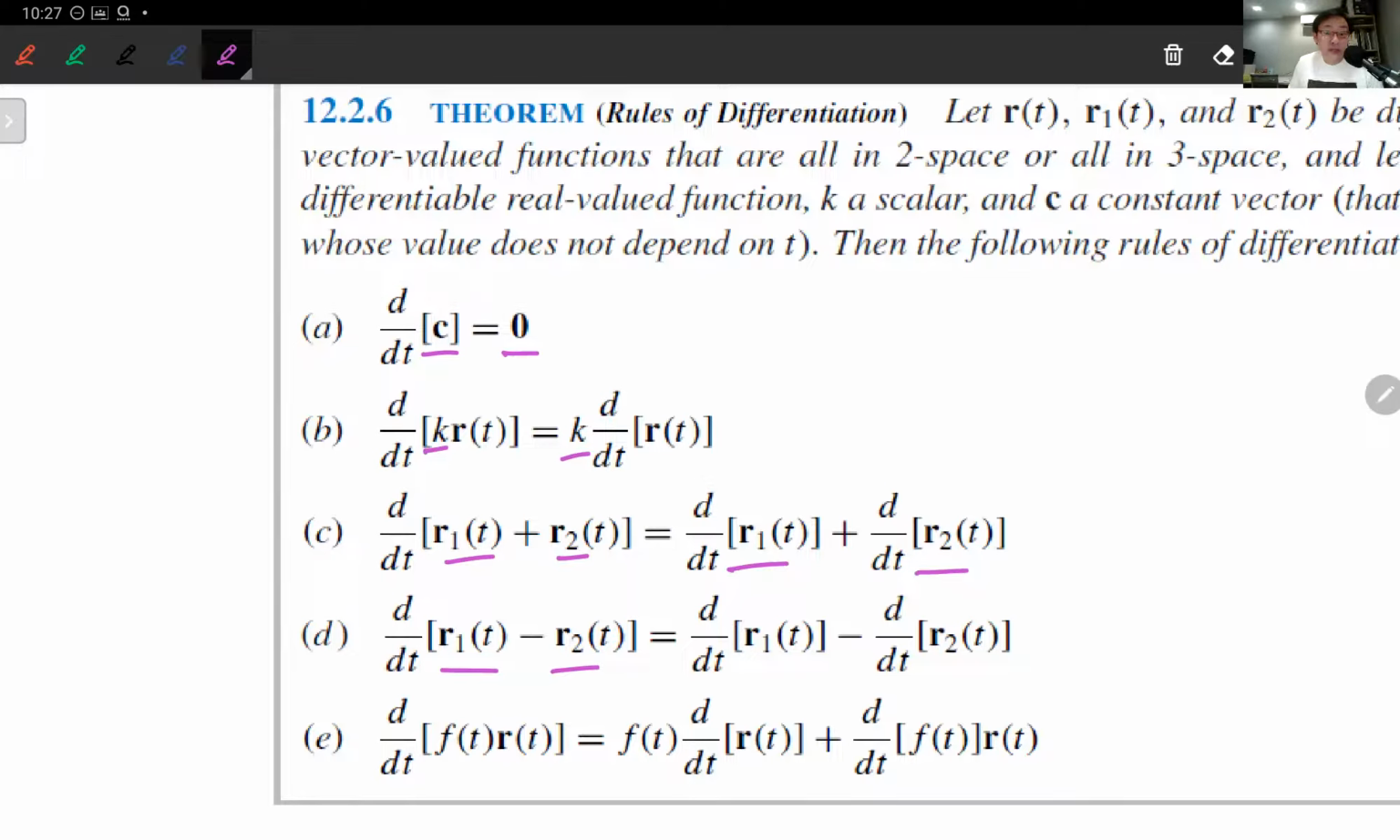Doesn't matter. This is just derivatives, so it's a linear operator. You do it before or after has no effect. Now you have a product. Don't forget, we don't have the product between two vectors. Well, we do, but you cannot just say product. You have to specify it's a dot or a cross. So this is not the case.